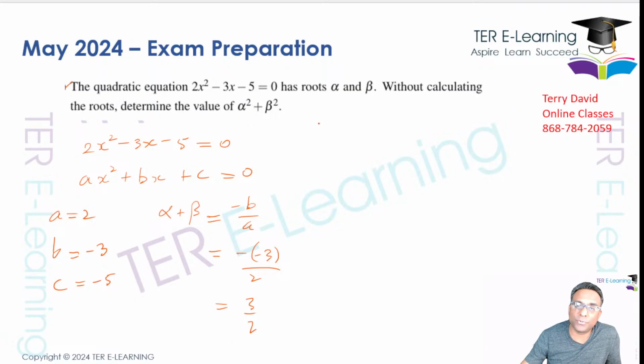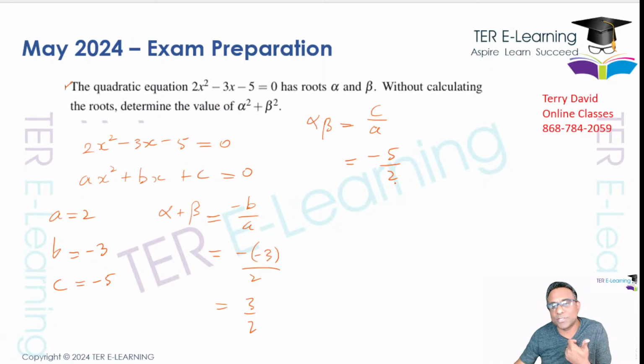The product of the roots, that's alpha times beta, is equal to c over a. So in this case, what is c? c is minus 5. So it's going to be minus 5 all over 2. So that's your product. The product is minus 5 over 2.